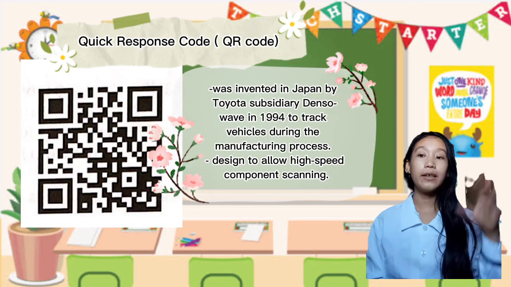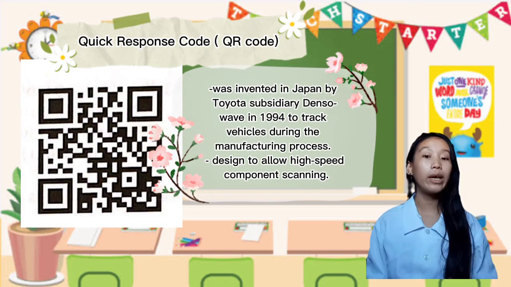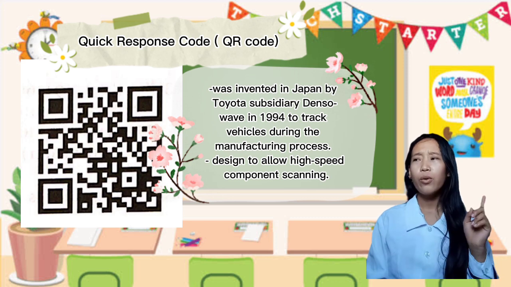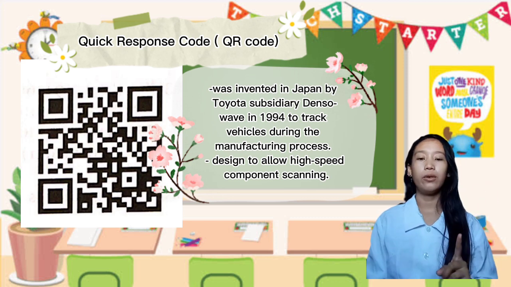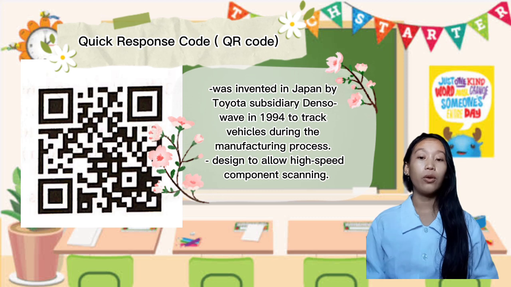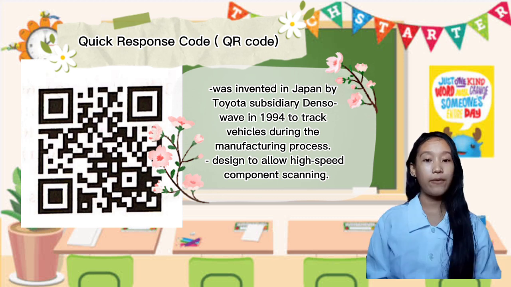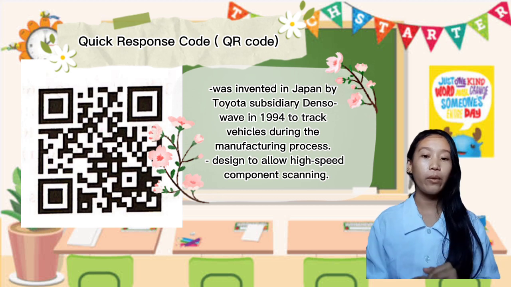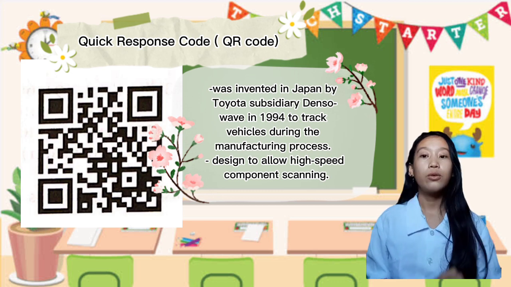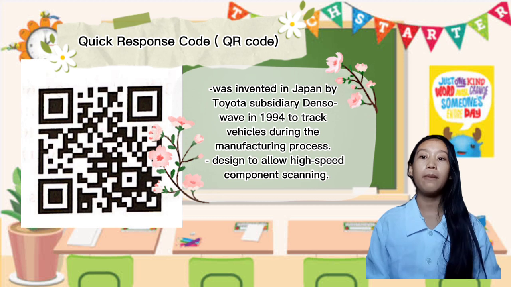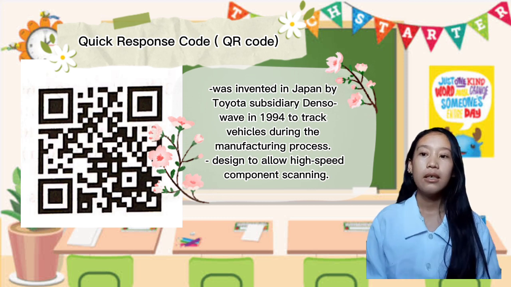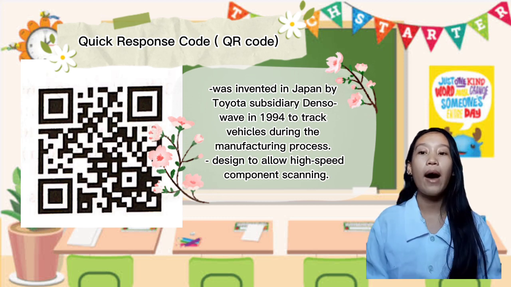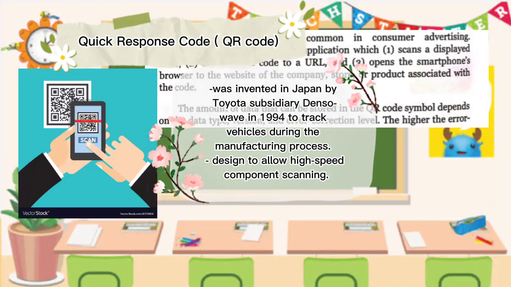So, we are here in our last topic, which is the quick response code. So, what is a quick response code? Quick response code, or QR code, was invented in Japan by Toyota's subsidiary Denso Wave in 1994 to track vehicles during the manufacturing process. This is designed to allow high-speed component scanning.